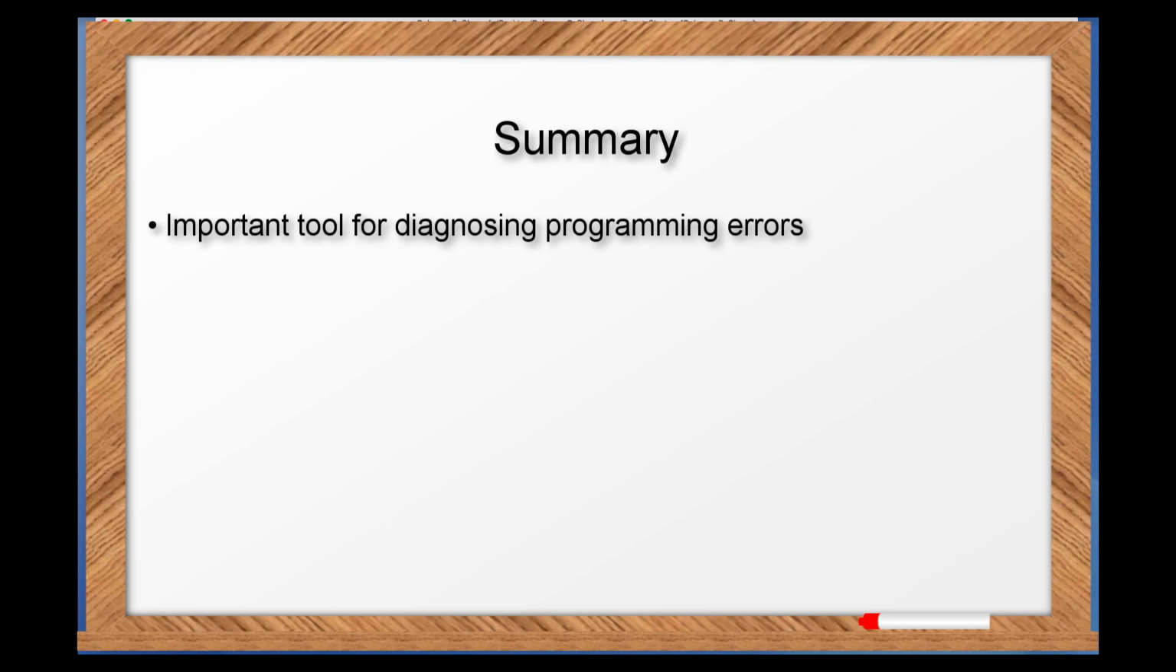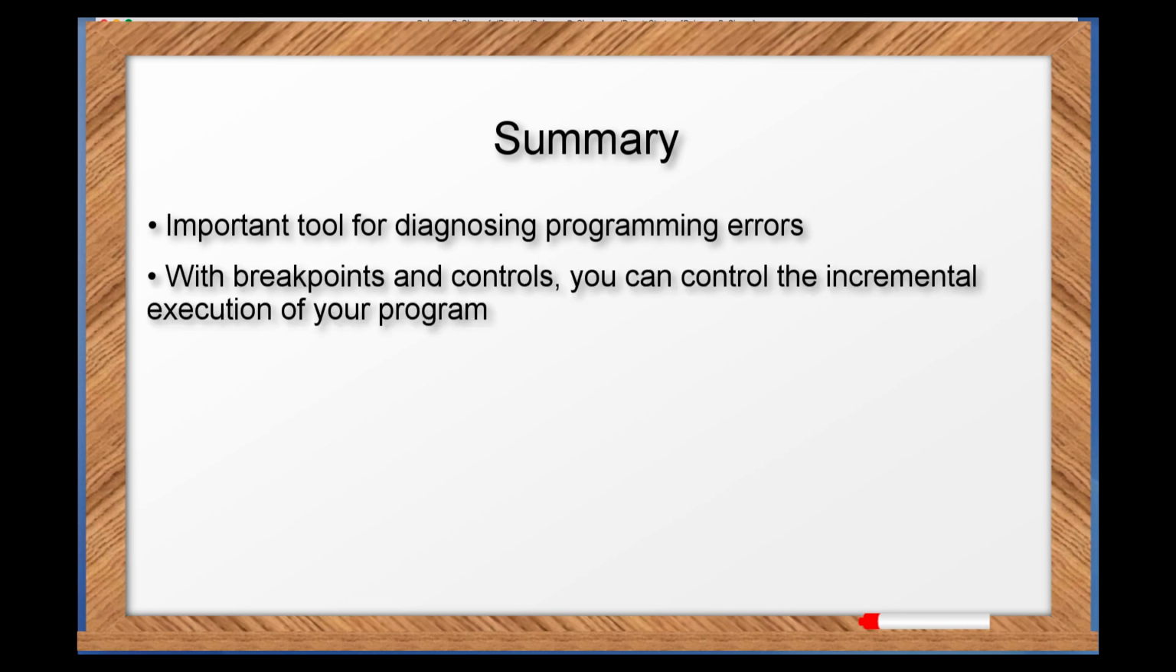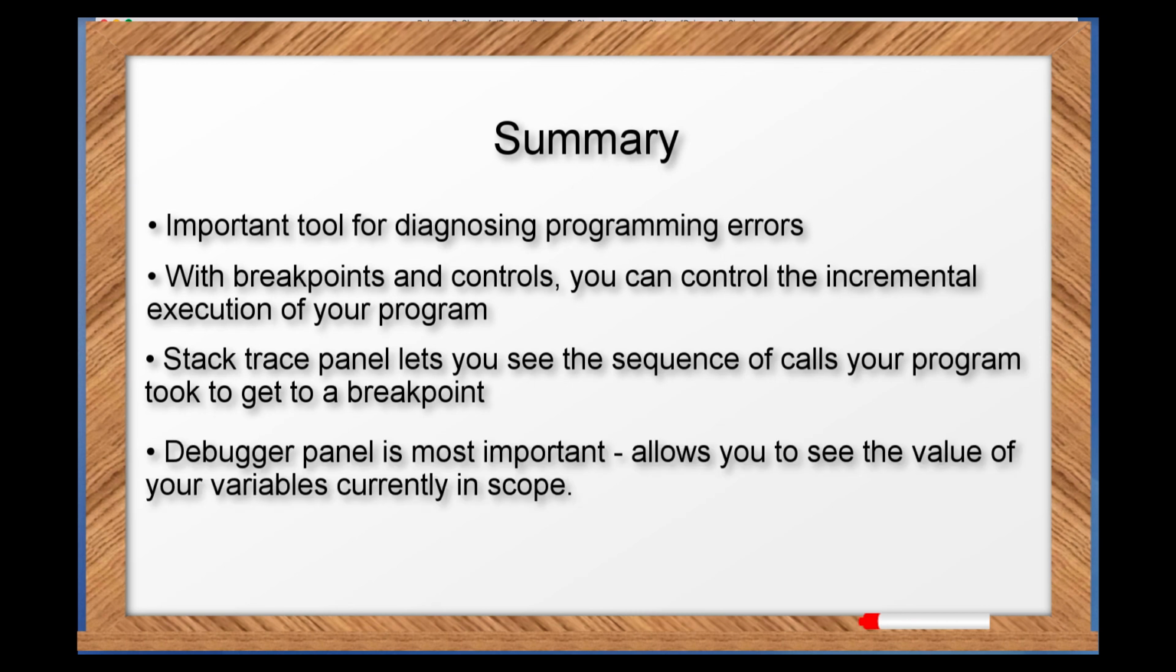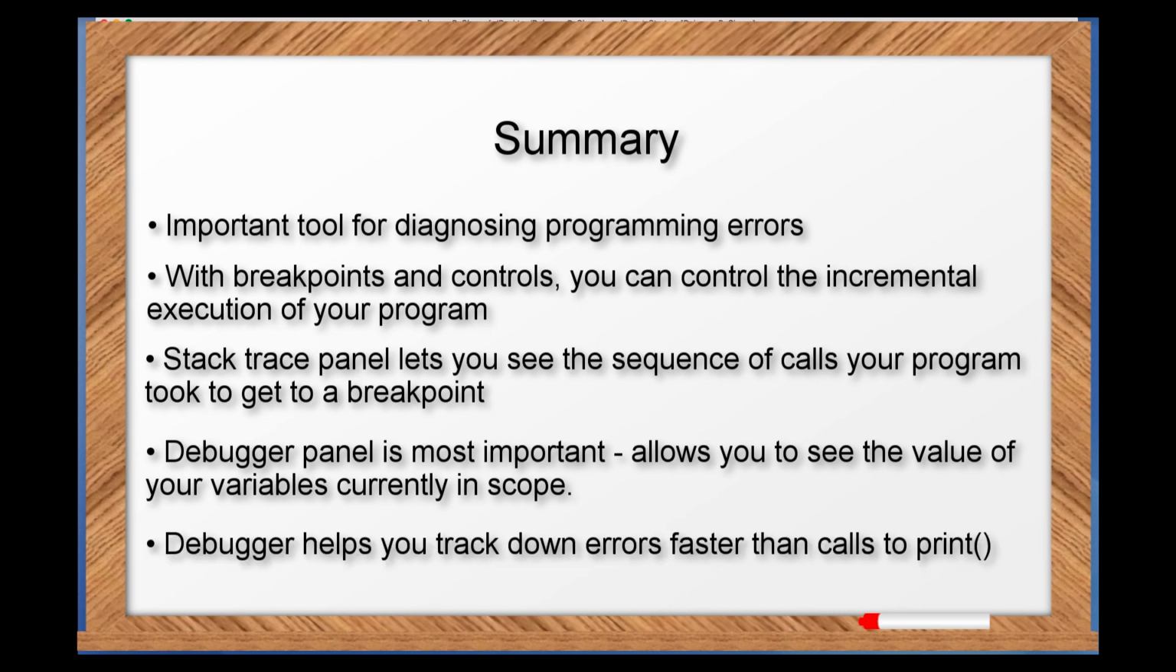In summary, the debugger is an important tool for diagnosing program errors. It allows you to step through your code to help you identify where you've made a mistake. Through the use of breakpoints and related debugger controls, you can control the incremental execution of your program. With the stack trace panel, you can see the sequence of calls that your program took to get to a breakpoint. The debugger panel is most important as it allows you to see the value of your variables currently in scope. Using the debugger will help you track down errors much quicker than just using calls to print. Once you incorporate the debugger into your daily development routine, you won't know how you got along without it.